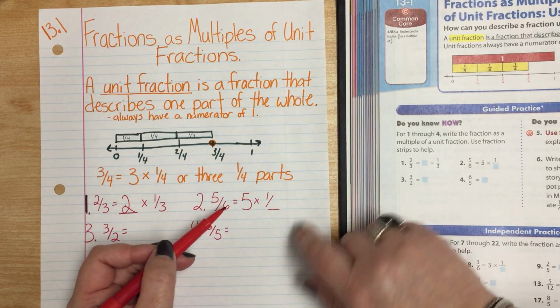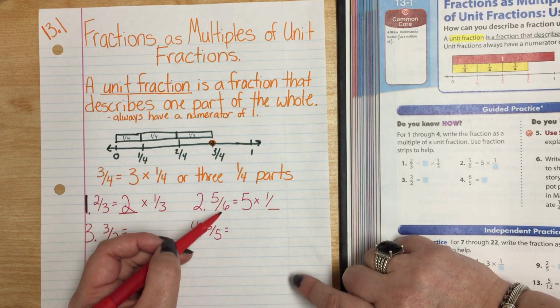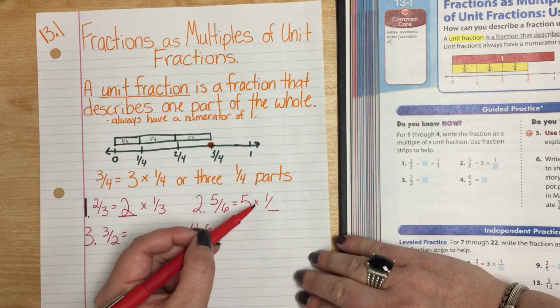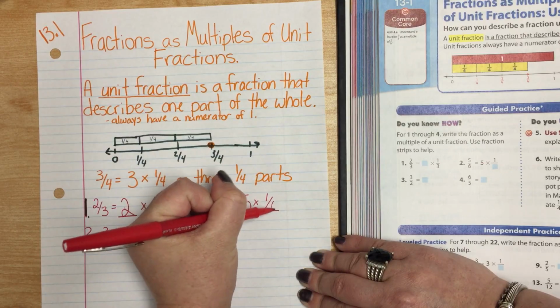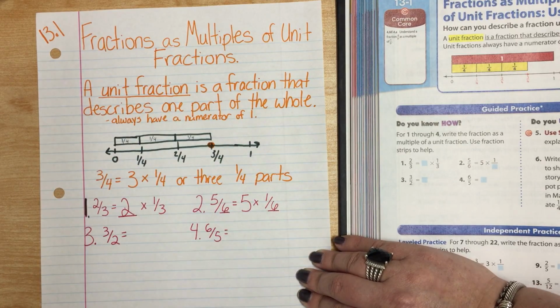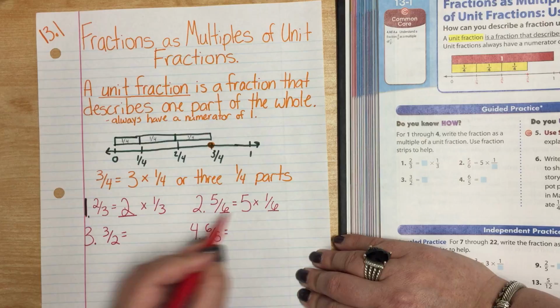Okay, right here, I need to finish this sentence. 5/6 equals 5 times 1. Again, the denominator never changes, so it is 1/6. Now I need to finish and do the whole thing.